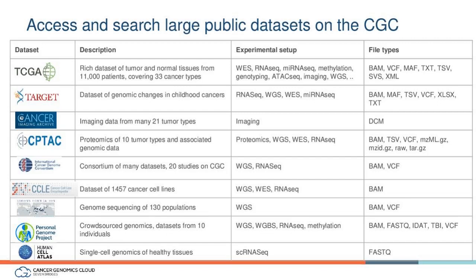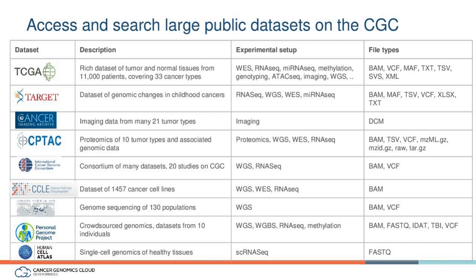This is like a cheat sheet for you all to look at any time to see what kind of data is available in the CGC. I see there's a question in the chat: are any of the publications using CRDC data? A lot of the publications are using CRDC data. As you can see, several of these data sets come from the Cancer Research Data Commons.